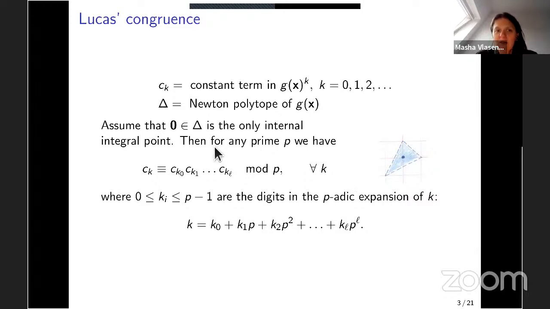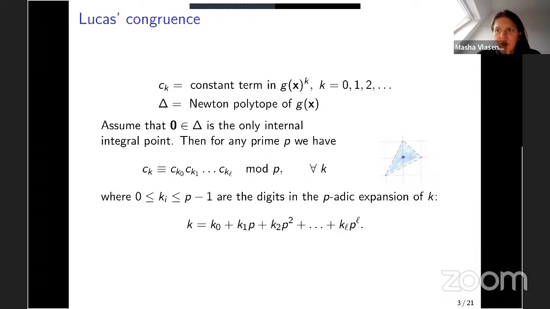And the property is as follows. For any prime number p, we have the following congruence, where k_i are digits of the p-adic expansion of k. For any integer k, we write it p-adically. We have digits between 0 and p minus 1. And then c_k, the respective constant term, is congruent to the product of c_{k_i} modulo p. That is, the sequence of constant terms is determined completely by the first p terms from c_0 to c_{p-1}. This is called Lucas congruence, and it was discovered on binomial coefficients. Lucas theorem is a similar property for binomial coefficients.